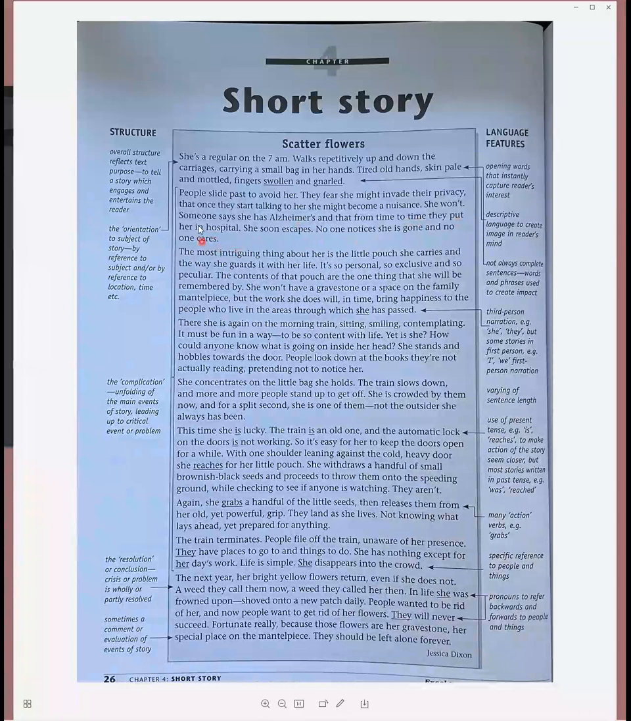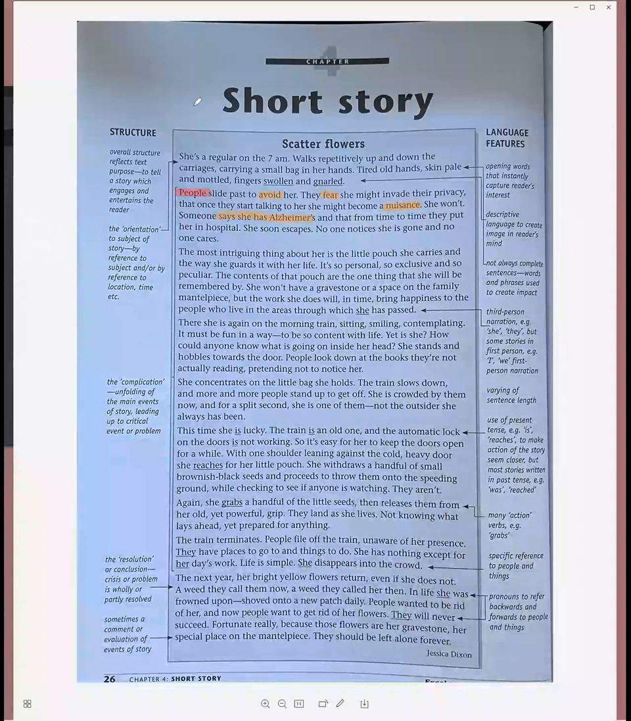Now, in the second sentence, this is still giving some sort of information about this old lady. However, it is not directly about the old lady herself, but it's about how other people see her. So, from the second paragraph, we can very clearly tell that people do not enjoy her presence. They try to avoid her. Okay? They fear her. They think she might be a nuisance. They say that she has Alzheimer's.